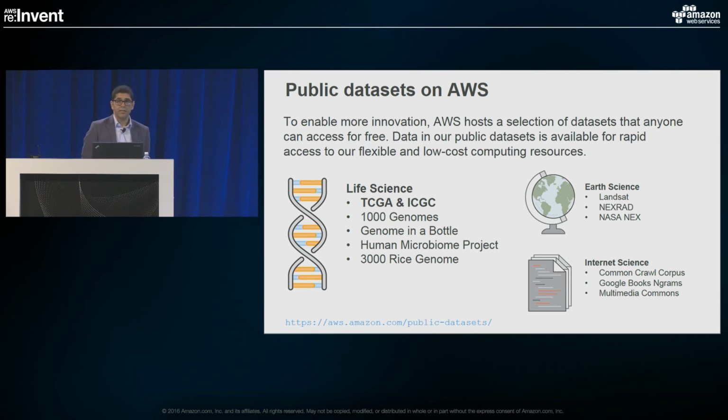But we do have reference datasets that are out there in the public domain, including the 1,000 Genomes project, which actually has 2,500 genomes, so it's kind of a misnomer. Genome in a Bottle, as well as the Human Microbiome Project, and also getting into the crop sciences as part of the public datasets program. We also have earth sciences and other data types for internet and social sciences, like tax forms. So if that's your thing.